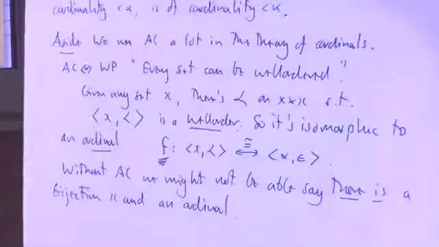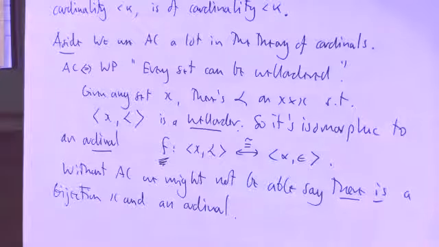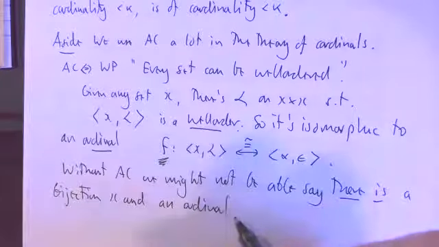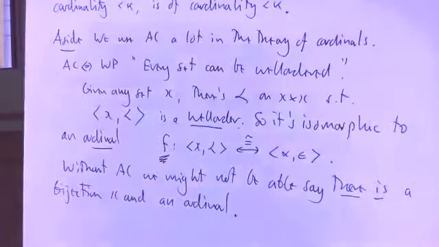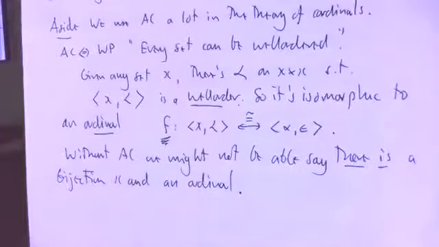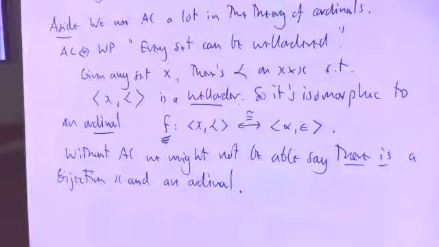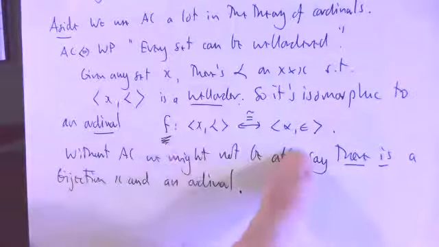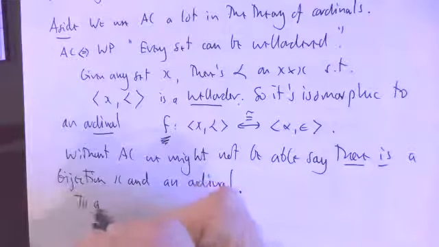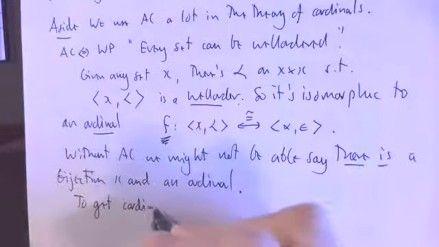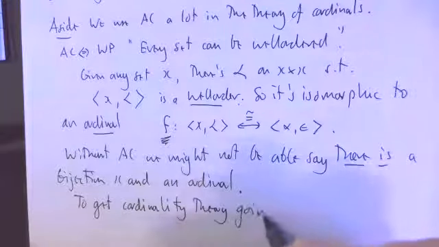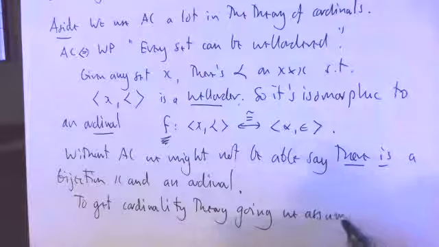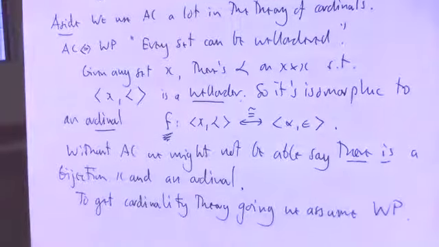I mean, for special sets, yes, right? We could perhaps prove such, right? But in general, we may not have that there is such an F. So to get a theory of cardinality off the ground, we use the well ordering principle. We assume basically sets can be bijected with ordinals. So to get cardinality theory going, we assume the well ordering principle.